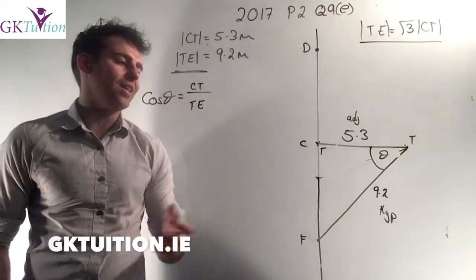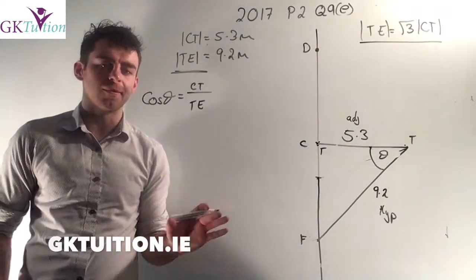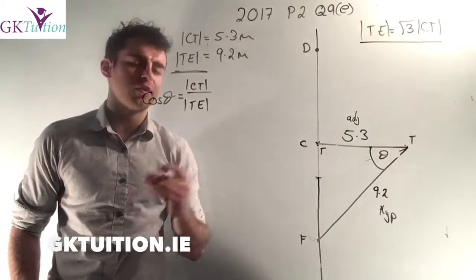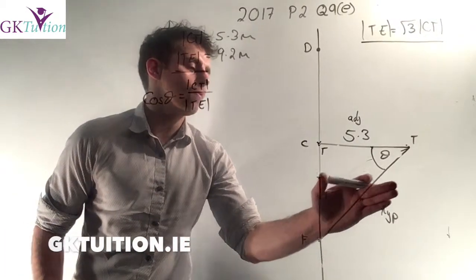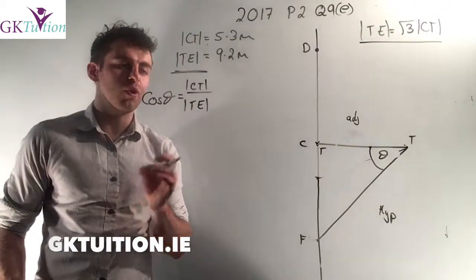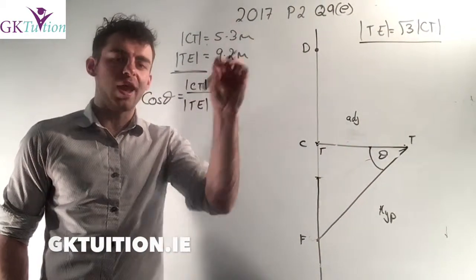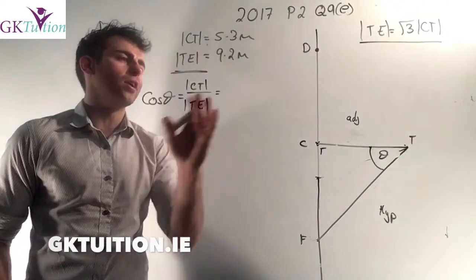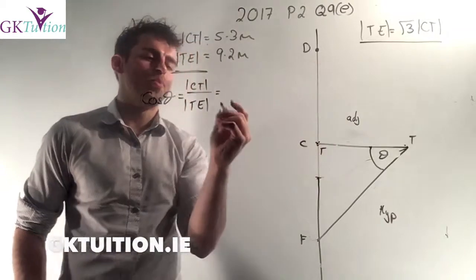The distance TE and the distance TF are the same thing. Now here, I think most of you, your instinct would be to fill in 5.3 and to fill in 9.2. But unfortunately, as I mentioned, if you actually use those figures, you won't get the right answer because those are rounded to the nearest decimal place. In order to get the right answer here, we need to accommodate for this.